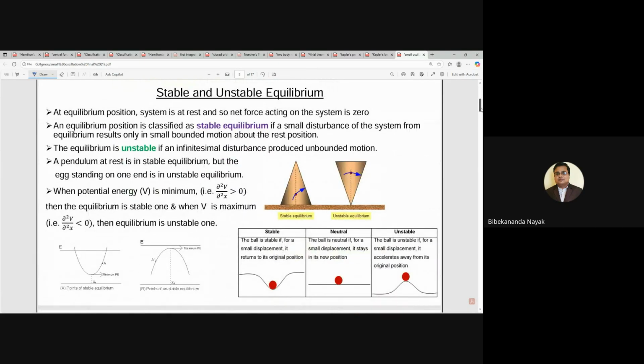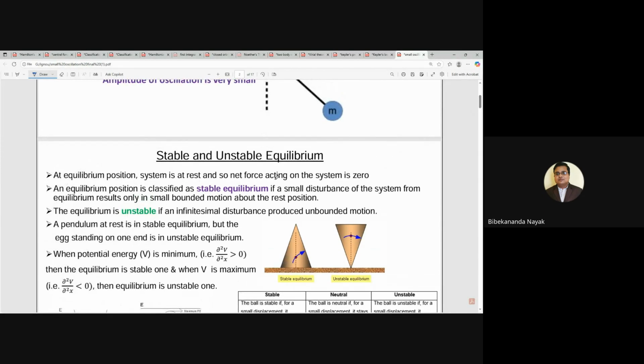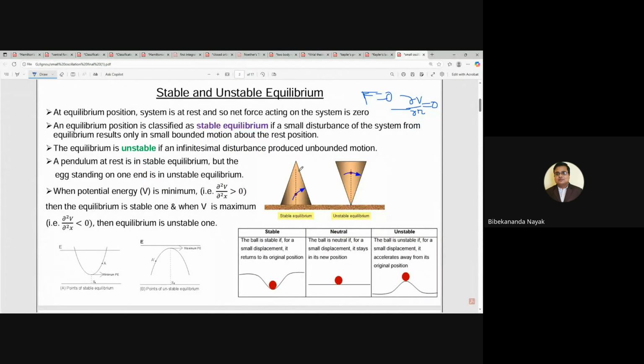And there are two points: stable and unstable equilibrium. Equilibrium means, as we already discussed, the total force acting at that point is 0. Force is the negative gradient of potential, so the potential is a constant, meaning it is a maximum or minimum. Both cases come under equilibrium. When the potential is maximum, we call it unstable equilibrium. If the potential is minimum, we call it stable equilibrium.